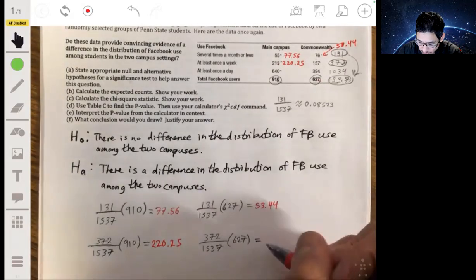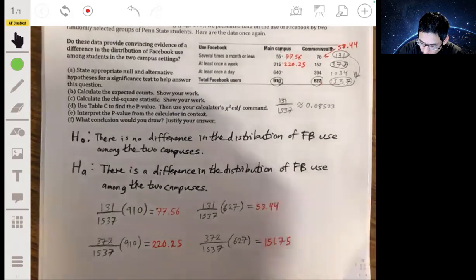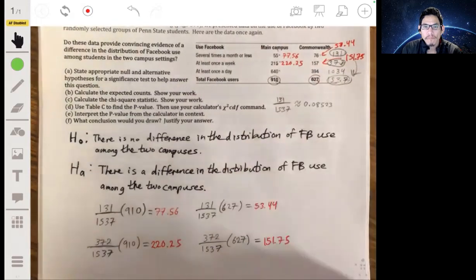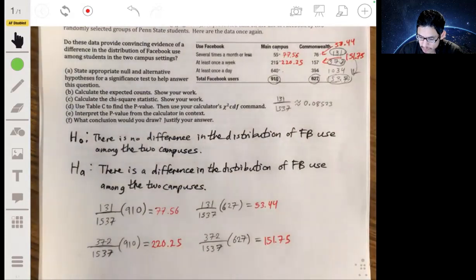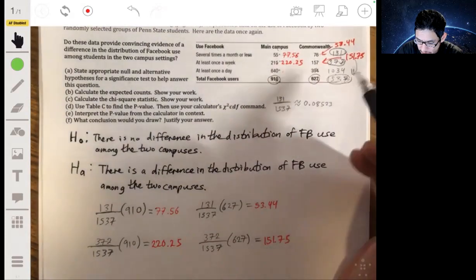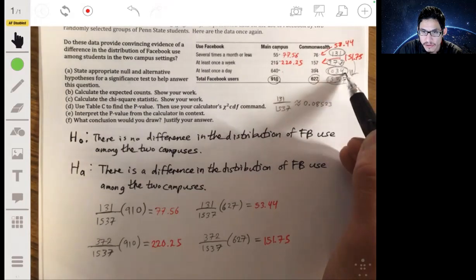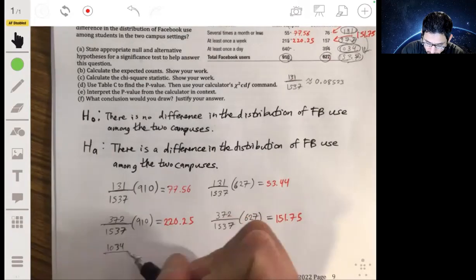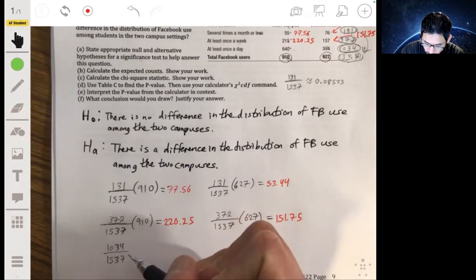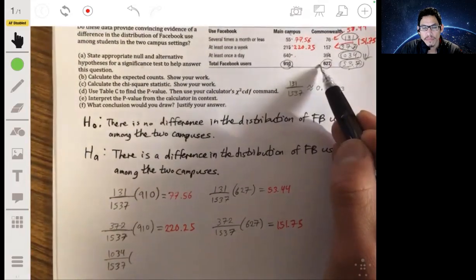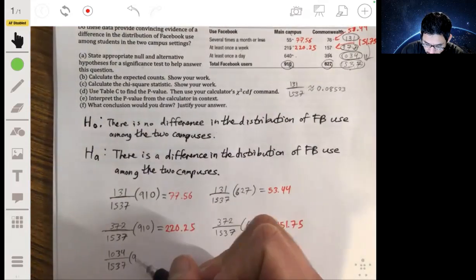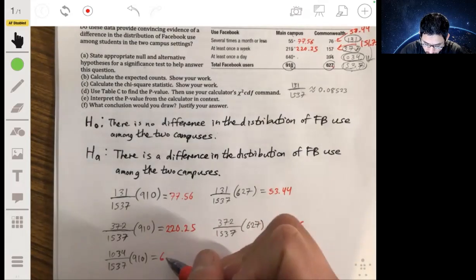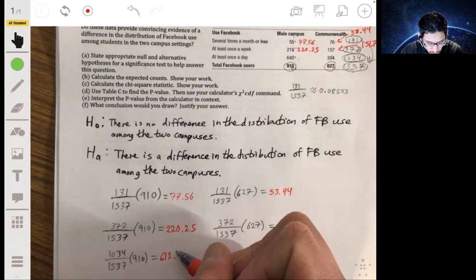We would get 151.75. And the last two, to find the expected counts for these two values, you would take this total, 1034 over 1537. That'll give you some proportion. And likewise, you multiply it by the total number of students in each campus. So this times 910, we get 612.19.